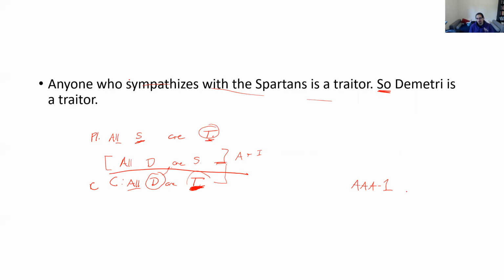Now I promise you the rest of them are not going to be straight up this simple. Maybe some of them are, but not all. AAA1 really is the most common kind of argument that we will run into in the world.